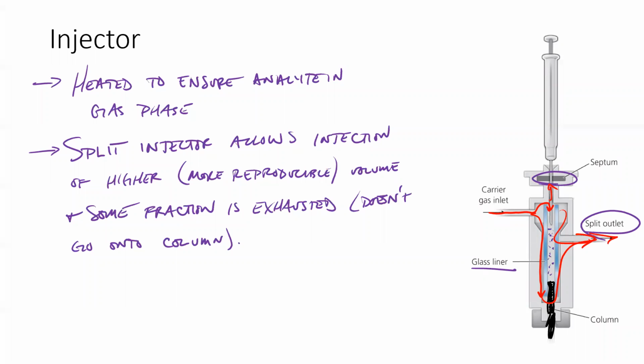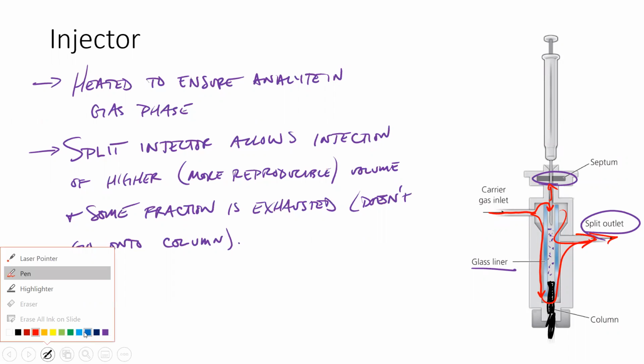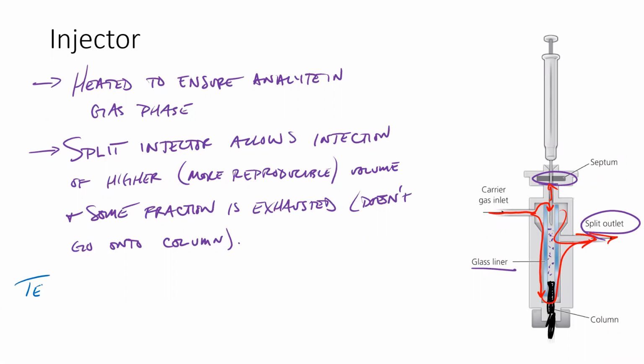One thing that I wanted to bring up as we talk about injector is thinking about temperatures. The goal of the injector, right, is to make sure that things get into the gas phase. So whatever we're injecting, now these syringes that we use, they're called gas tight syringes. And so if you had a gas sample, you could inject a gas directly onto the column, and that's a-okay. But a lot of times we're more interested in solution phase stuff.